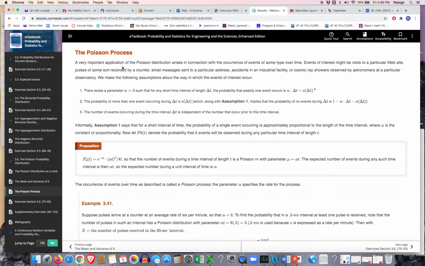So yes, a very important application of this distribution arises in connection with the occurrence of events of some type over time with no real limit. Events of interest may be visits to a particular website, pulses of some sort recorded by a counter, email messages sent to a particular address, accidents in an industrial facility, cosmic ray showers observed by astronomers in a particular observatory. Yeah, okay. And then they go through a little bit of deltas and all. And yes, that's all quite entertaining, and we'll just sort of glide past that a little bit.